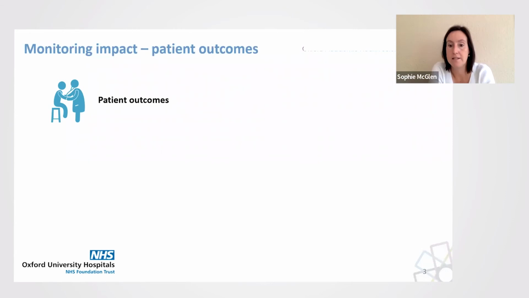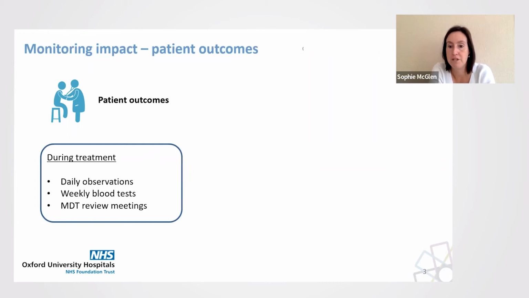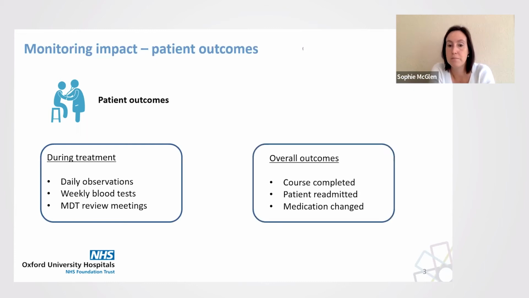As highlighted in the governance presentation, it is crucial to have a process for monitoring the outcomes of patients during their treatment. For example, through daily observations, weekly blood tests, and MDT review meetings. Services should also monitor the overall outcome of treatment, such as course completed, patients readmitted, or medications changed. This will help the service to identify any trends and review patient selection if needed.